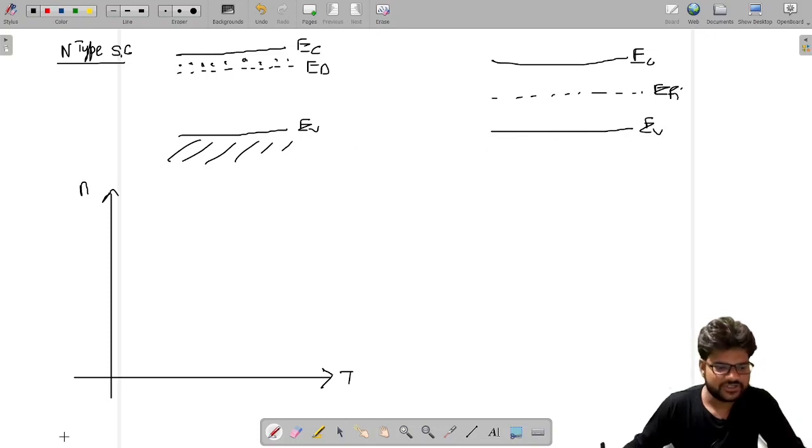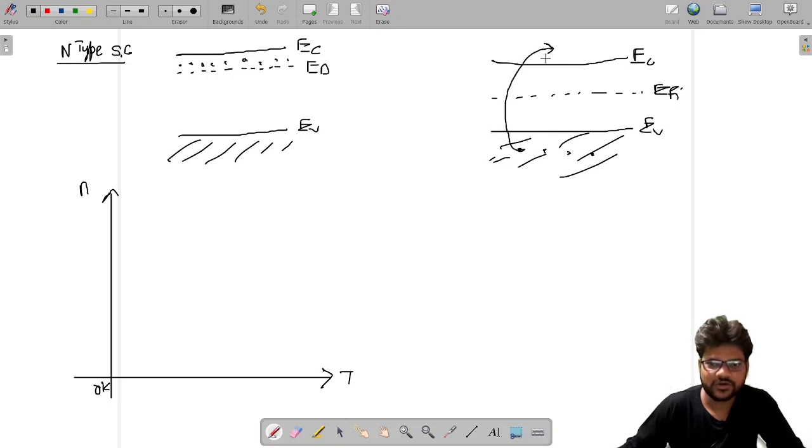So at 0 Kelvin, since the valence band is full of electrons and the conduction band is empty, no electron from the valence band can go into the conduction band, because electrons in the valence band do not have any energy to go into the conduction band. So at 0 Kelvin there will be no electron-hole pair generation, and since there is no electron, at 0 Kelvin there are 0 electrons.